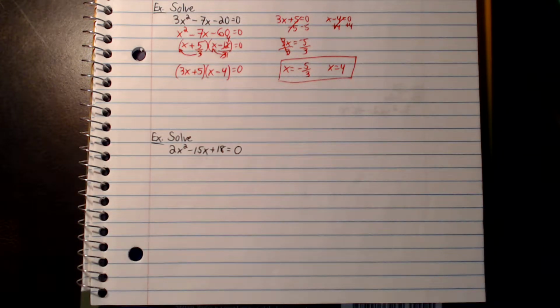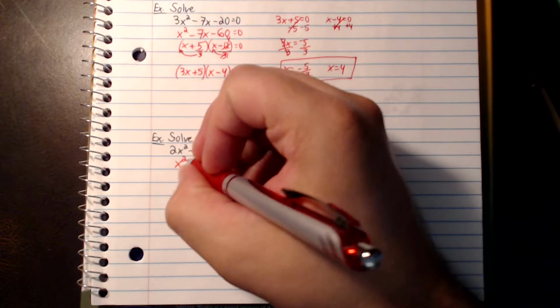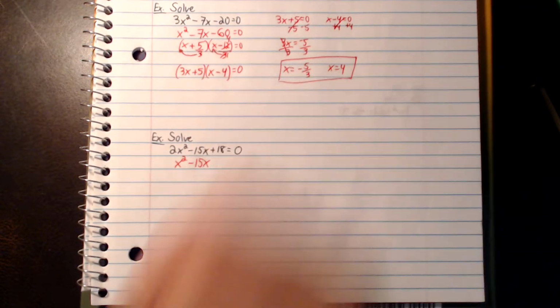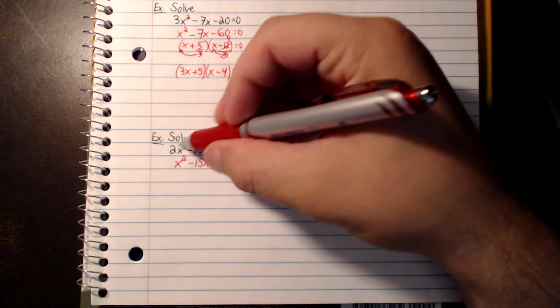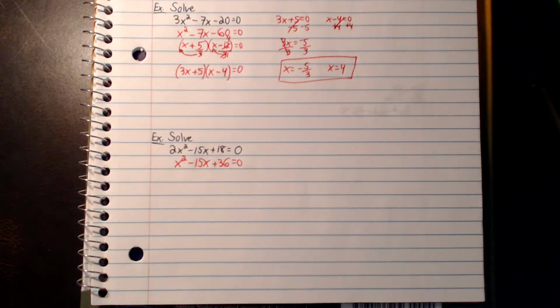Alright, we want to solve 2x squared minus 15x plus 18 equals 0. First step of Berry method says multiply a and c and rewrite without the a term. So let's start rewriting without that a term. We're going to multiply 2 times 18, which gives us 36.